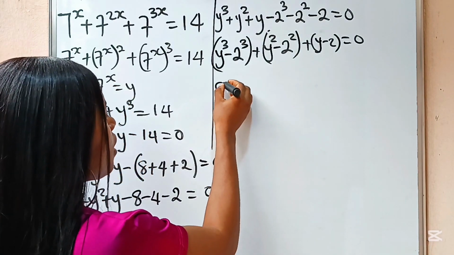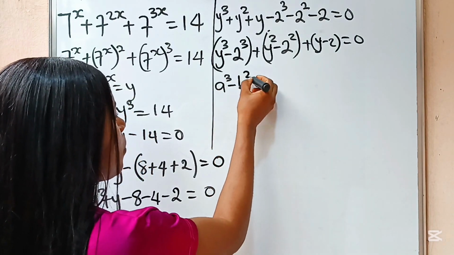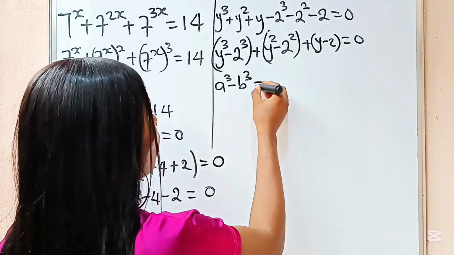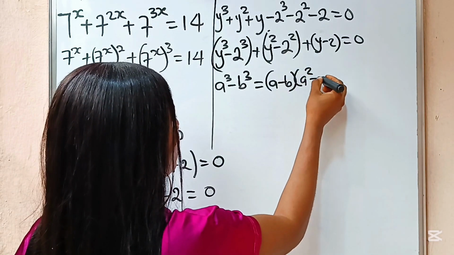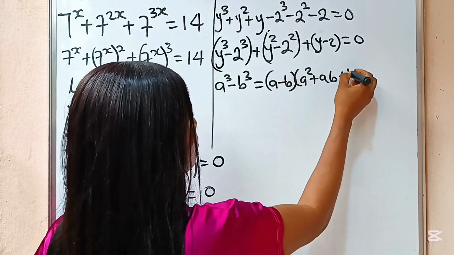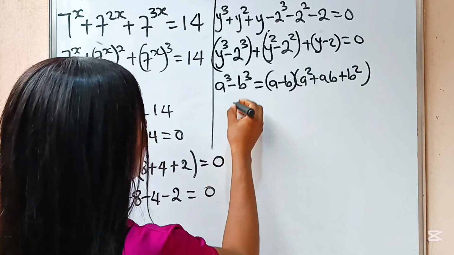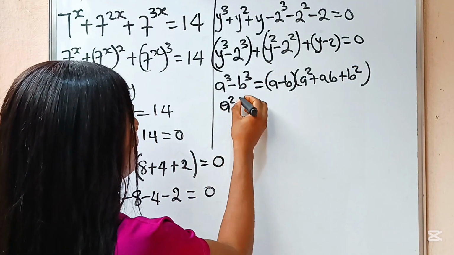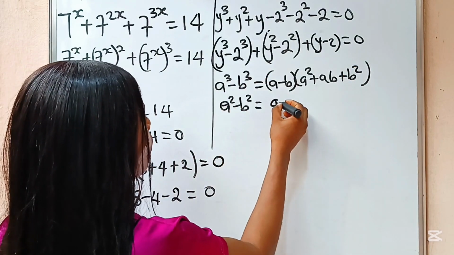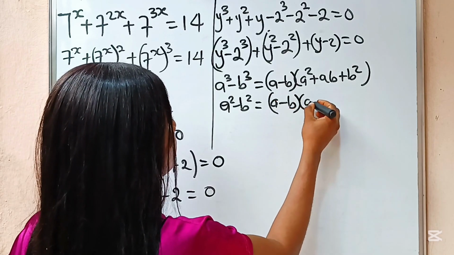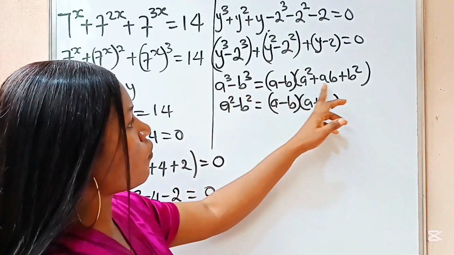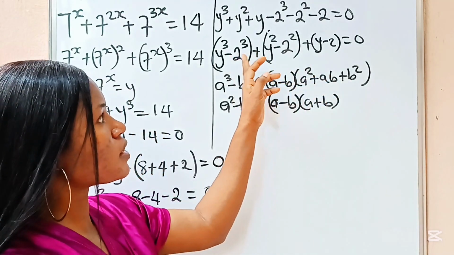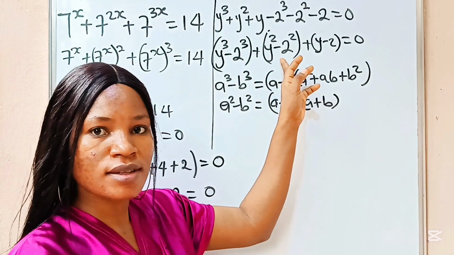Now when you have a to the power of 3 minus b to the power of 3, it is equal to a minus b multiplied by a squared plus ab plus b squared, okay? And when you have a squared minus b squared, it is equal to a minus b multiplied by a plus b. So we are going to use this format to expand these brackets, all right?